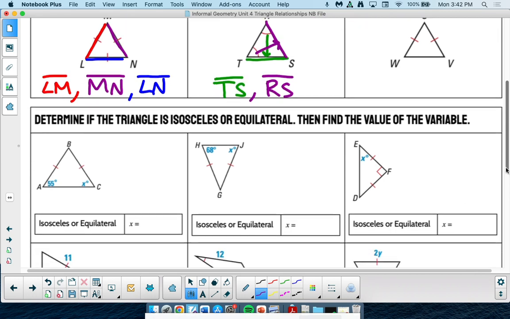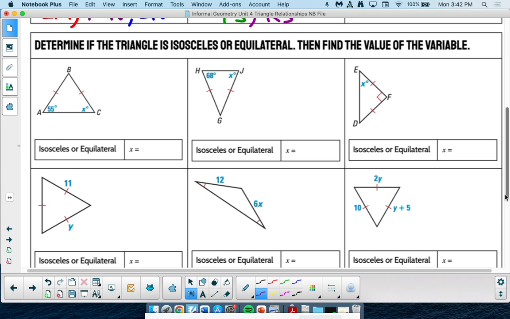Let's see here, folks. So we have to decide if the triangle's isosceles or equilateral, then find the value of the variable. First two should be okay. Let's do this one right here. So let's decide, is it isosceles or equilateral? Well, I have two sides the same, so I know it's isosceles, so I'm going to circle that. And now we're looking for the value of x. So remember, here's a base angle, here's a base angle. They have to be the same. So now I can write an equation at least.